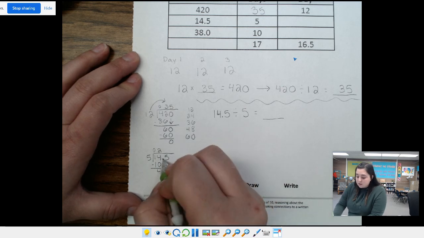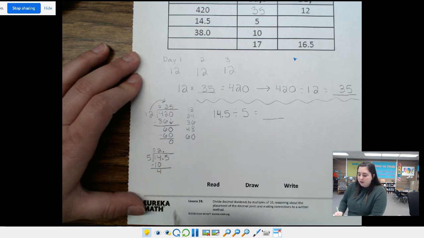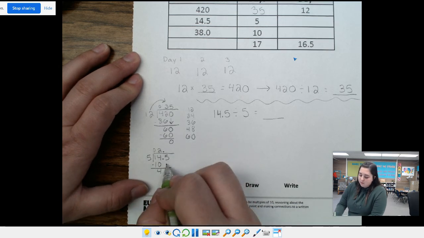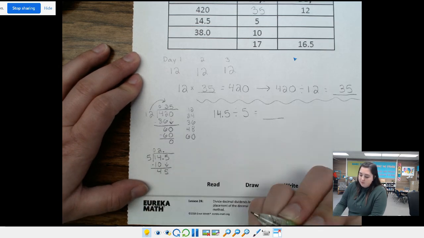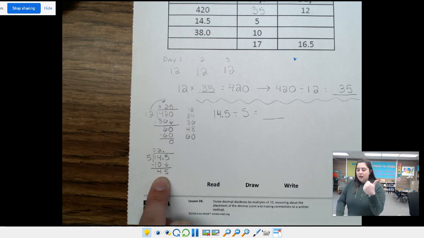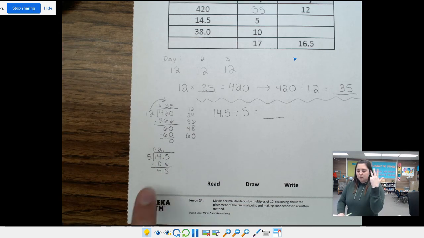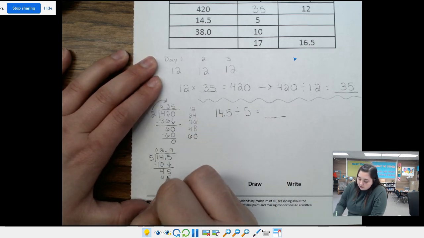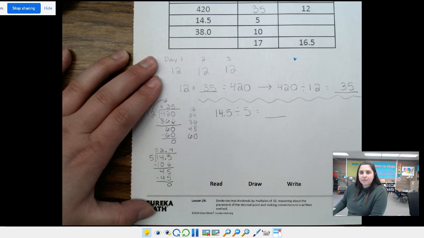And look, here's my decimal. So my decimal has to go straight up. So it goes right after that too. Bring down my next number. How many times can 5 go into 45? 5, 10, 15, 20, 25, 30, 35, 40, 45. 9 times. And I got right on 45.